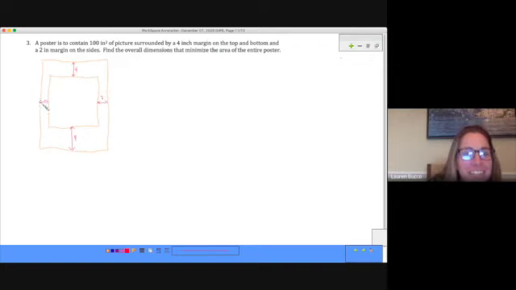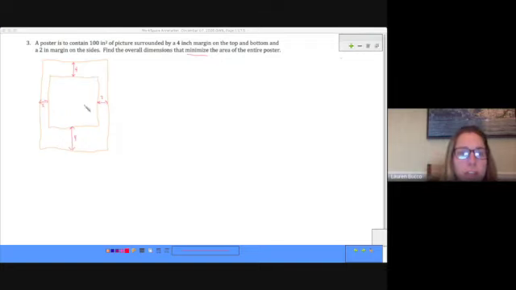Good old NSYNC. So I've got 2-inch margins on the left and right and 4-inch margins on the top and bottom. All right, so I want to find the overall dimensions that minimize, so not maximum, but that's okay. Minimums and maximums both occur when the derivative is equal to 0. So it's still the same idea. Find the overall dimensions that minimize the area of the entire poster. So that's border and inside picture.